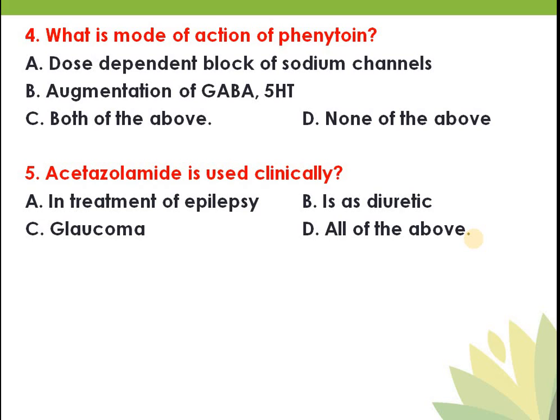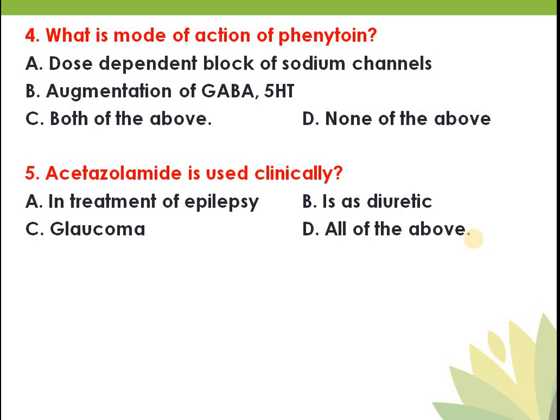You should know what is acetazolamide. Acetazolamide is majorly a diuretic, and it acts as a carbonic anhydrase inhibitor. So it is an inhibitor of carbonic anhydrase. And you should know what carbonic anhydrase is and what its role is.